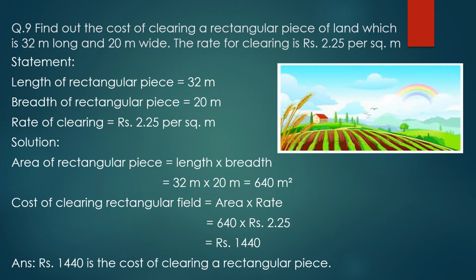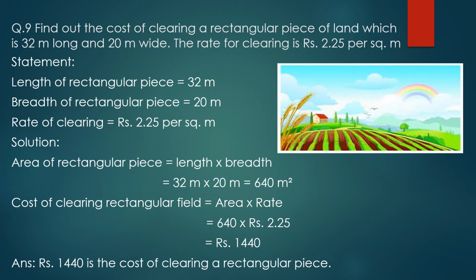Very important, square unit. Now we have to find the cost, and we all know while solving the perimeter, we have found the formula. So cost is equal to nothing but either perimeter into rate if it is a perimeter, or here it is area, so area into rate. So it is equal to 640 into rupees 2.25 per meter square. So it is equal to rupees 1440 required to clear that rectangular piece of land.